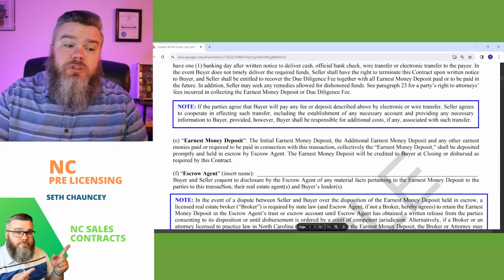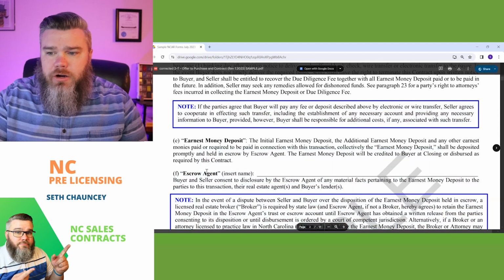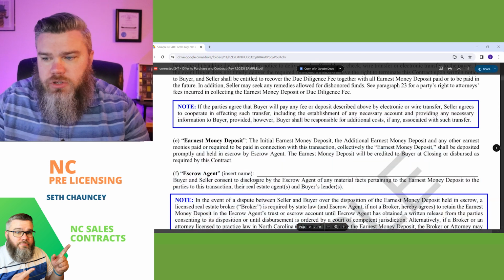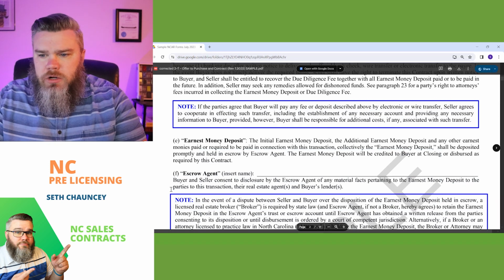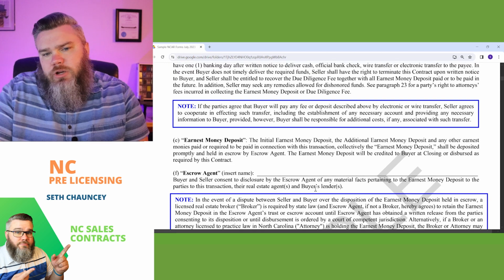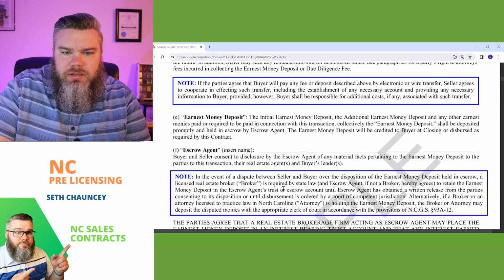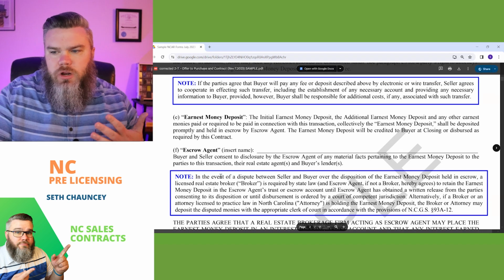So here's where we name who's going to be holding it, called the escrow agent. Buyer and seller consent to disclosure by escrow agent of any material facts pertaining to the earnest money deposit to the parties to this transaction, the real estate agents, and the buyer's lender. So if the check bounces, if the check's invalidated, if something happens, they would have to disclose information. So it's who's going to hold it.